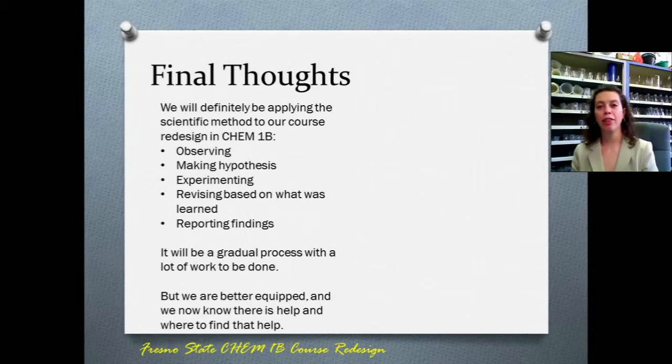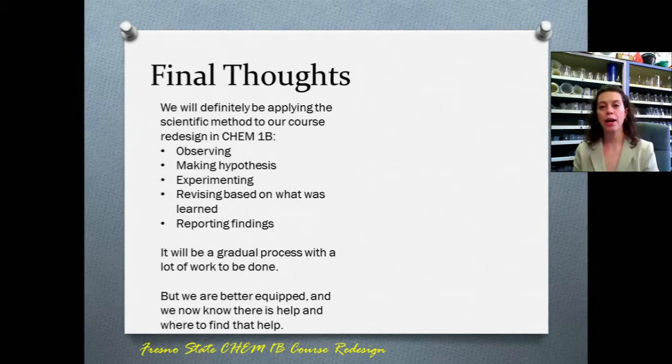So as I think about our final thoughts for the academy, we'll definitely be applying the scientific method as we redesign the Chemistry 1B course. We've made our observations in the classroom as to what the problems are. We've made hypotheses as to how we can improve it, and we're going to be experimenting using introductory course videos and adaptive homework sets. And then as we experiment, we're going to take in our data and see what we've learned, and we're going to revise our hypothesis based on what we've learned. And once we've gone through the process, then we'll report out what we found.